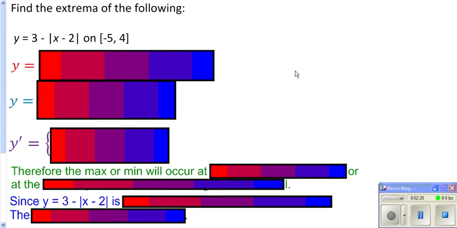Here we want to go ahead and find our extrema again on this closed interval. Happens to be a continuous function, just happens to be an absolute value graph. However, for the sake of going ahead and taking our derivative, we want to look at this as a piecewise function.